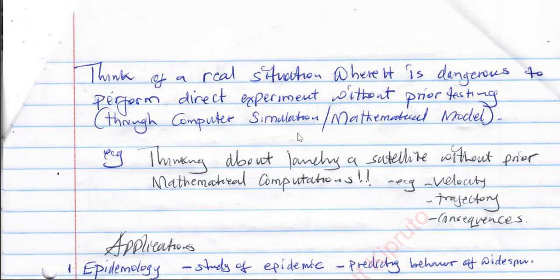When you think of a real situation where it is dangerous to perform a direct experiment without prior testing through computer simulation, it is very good that you can do a simulation so that, in case what you are going to do is dangerous, you can just simulate it and see. It is mostly applicable in computers, and that is simply a mathematical model because the computer is just a branch of maths. That is computational, that is computer modeling.